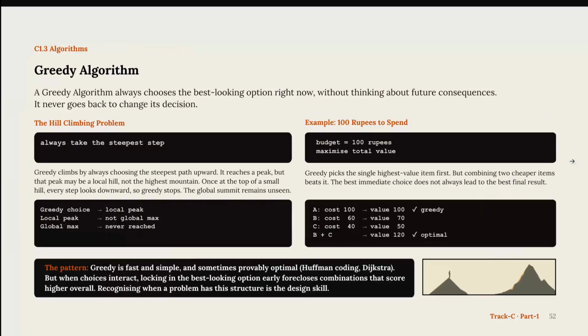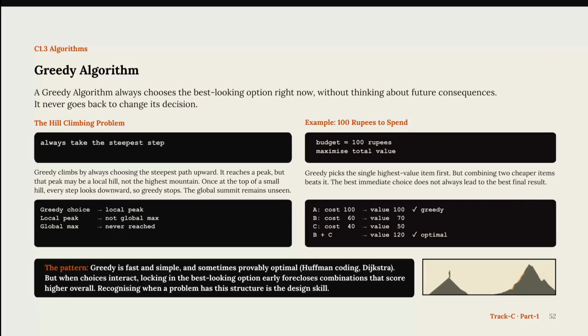And this brings us to an interesting algorithm called greedy algorithm. Greedy algorithm is a certain type of algorithm that always chooses the best looking option right now instead of thinking what will happen in the future. It doesn't care about future consequences. So it finds whatever is quick and immediately returns the result to us.